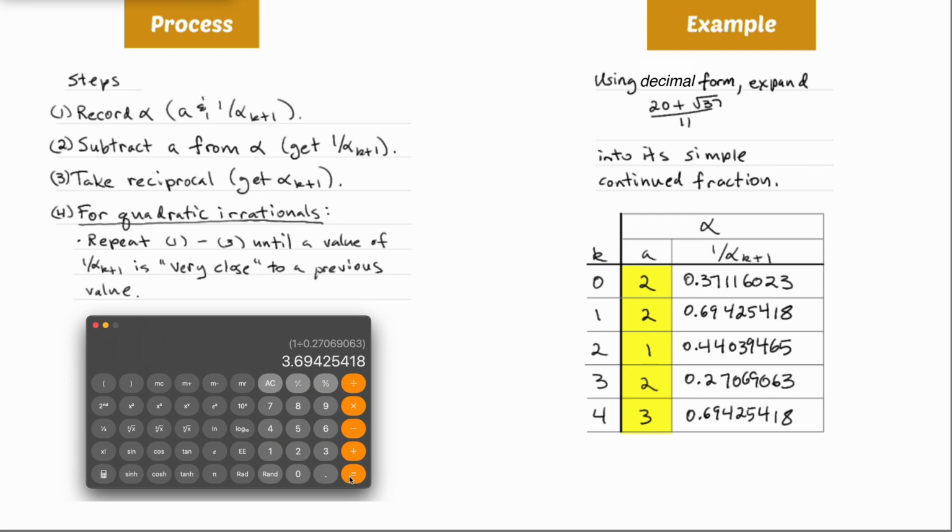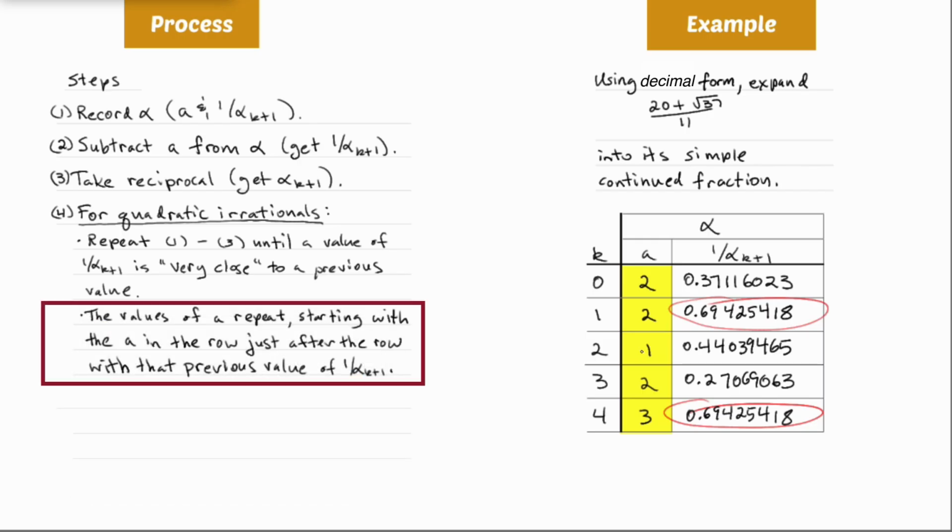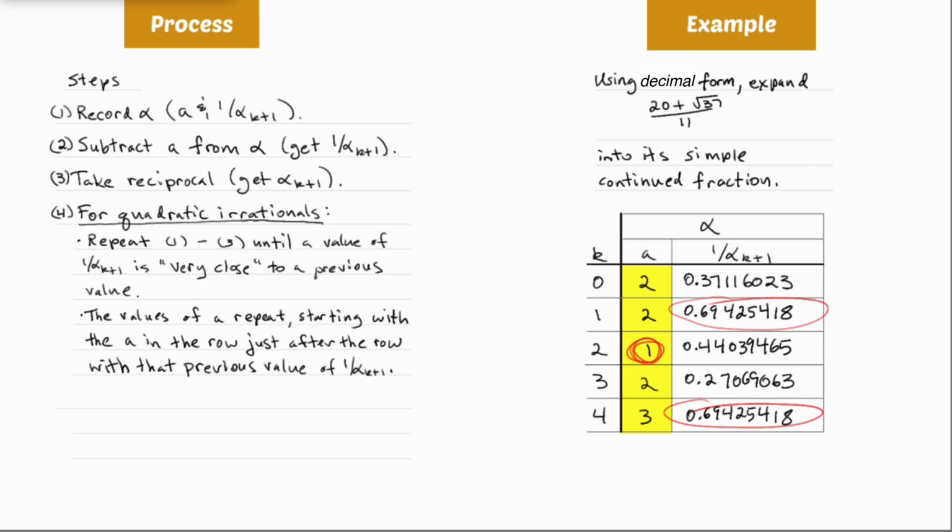This time, though, the value of 1 over alpha sub k plus 1 is very close to this one. In fact, all the digits shown on the calculator are identical. The calculator maintains more digits than it shows, though, and way over to the right, there is a difference between these values. We'll say they are very close, so we can stop. A starts repeating in the row after this, so this one begins the repeating part. We can write the answer now.